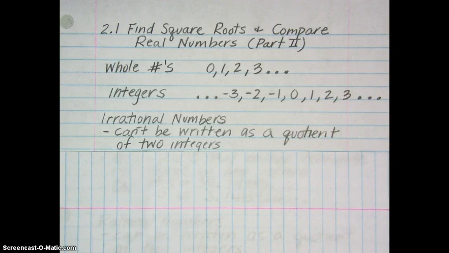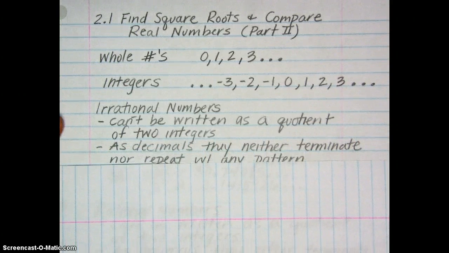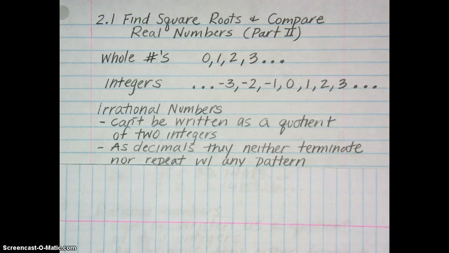One way to talk about them is that they are numbers that can't be written as a quotient of two integers. Remember, quotient means division. So essentially, irrational numbers cannot be written as a fraction in which you can divide one integer by another. Another way you might think of it, which might be a little easier, is thinking of it as a decimal. So irrational numbers, if they're written as decimals, neither terminate or end, nor do they repeat with any particular pattern. There's really no rhyme or reason to the continuation of the decimal.